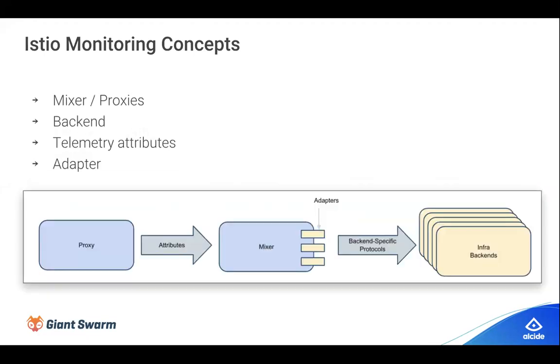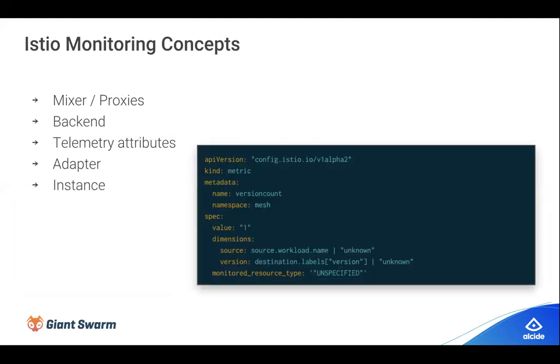Then we have the adapter, which is the glue that maps the attributes coming from the mixer to the specific backends that require that. This is the way that mixer abstracts from the different protocols and APIs that the backend offers. So all the logic is contained in this adapter, and the adapter decides how to translate this to the specific DSL, the specific domain that the backend speaks.